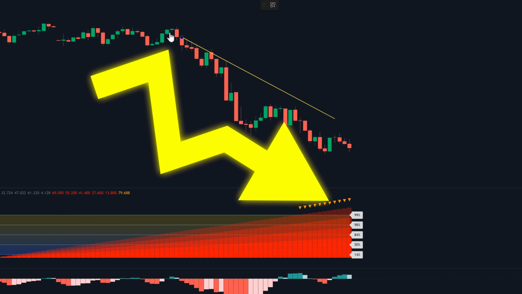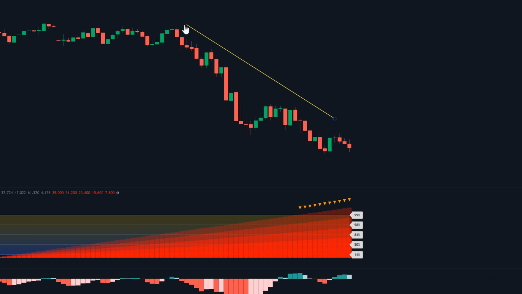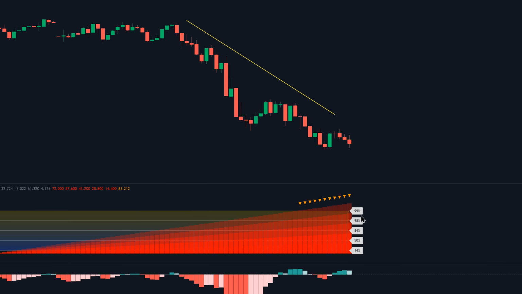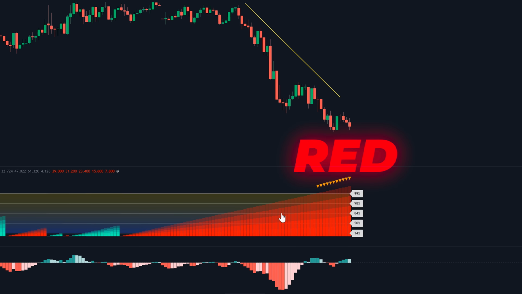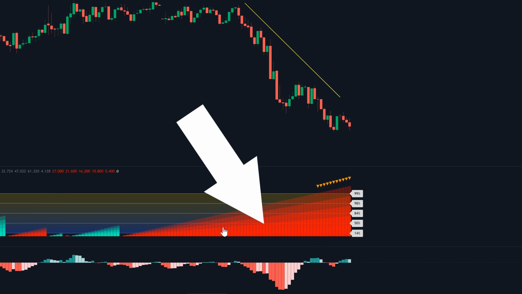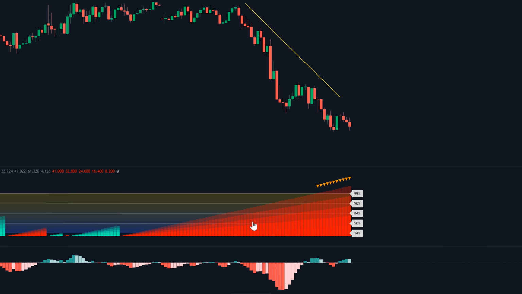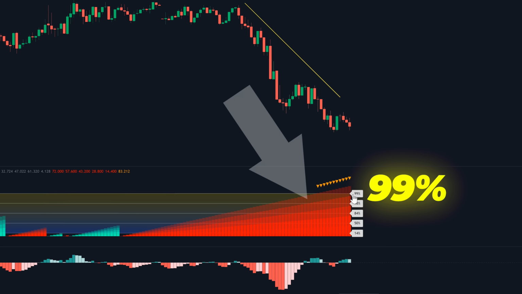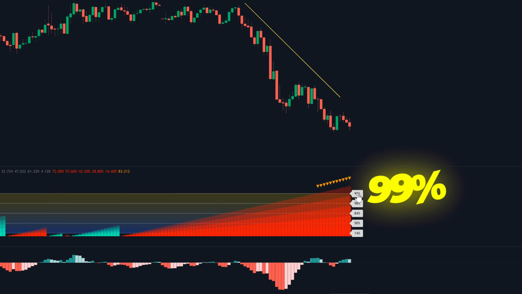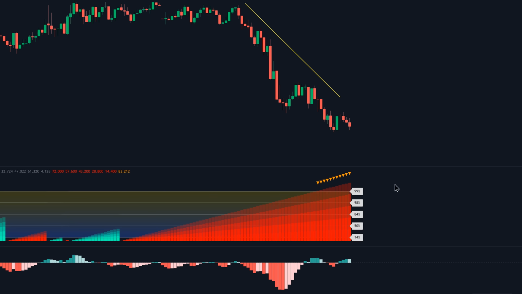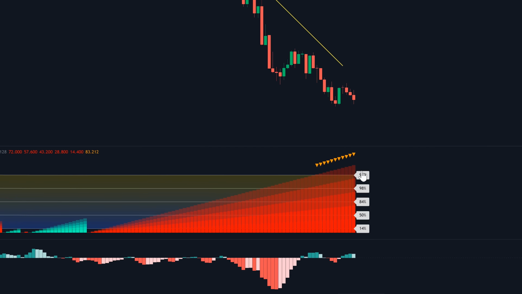Now, to take a long position, condition number 1, you wanna have a bearish trend, so we can wait for it to reverse to the upside. How do we confirm a bearish trend, you may be thinking? Well, you want to have a red histogram on the trend reversal indicator, like this. Condition number 2, we want that bearish trend to be overextended to the downside. And the way we confirm that is by waiting for the histogram to go above the 99% standard deviation level. That indicates that the market has over a 99% probability of reversing to the upside.